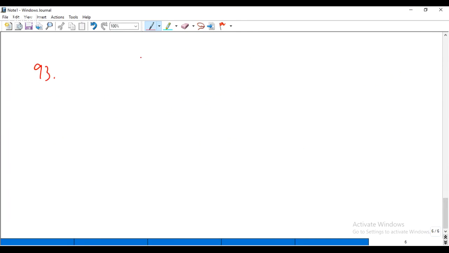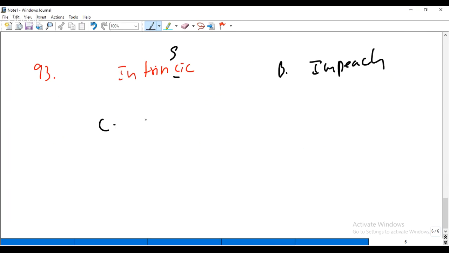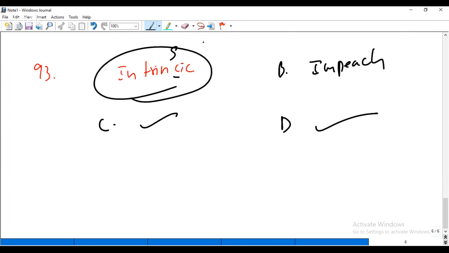Next 93. Odd word. We need to find the odd word. "Intrincic" is given like this. It should not be C-I-C, it should be S-I-C. Now let's see B, impeach. It is correct in spelling. C, ambiguous, even that is correct in spelling. D, reprimand, even that is correct in spelling. The odd word is A.